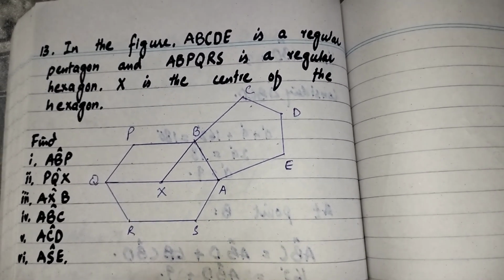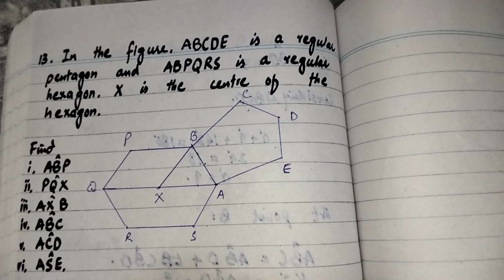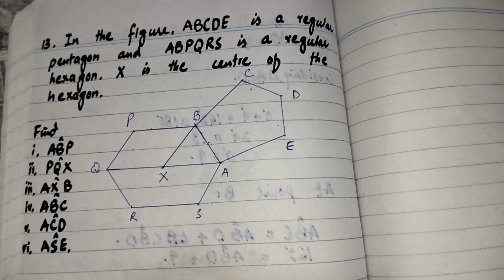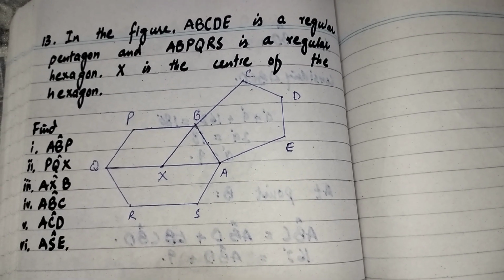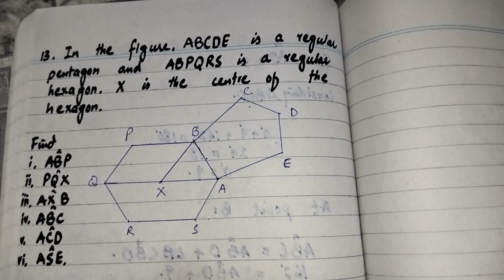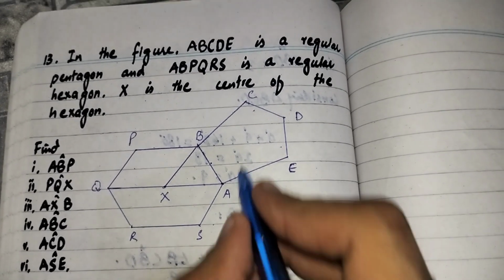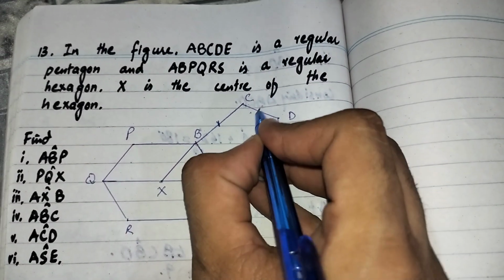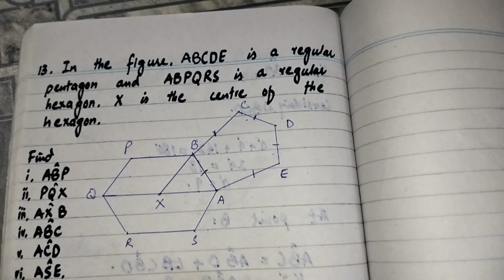Bismillahirrahmanirrahim. Question number 13. In the figure ABCD is a regular pentagon. Pentagon means that the polygon with 5 sides. So ABCD is a regular polygon, or regular polygon means that all the sides are equal. So it means that this side is equal to this side is equal to this side, and this side is equal to this side.